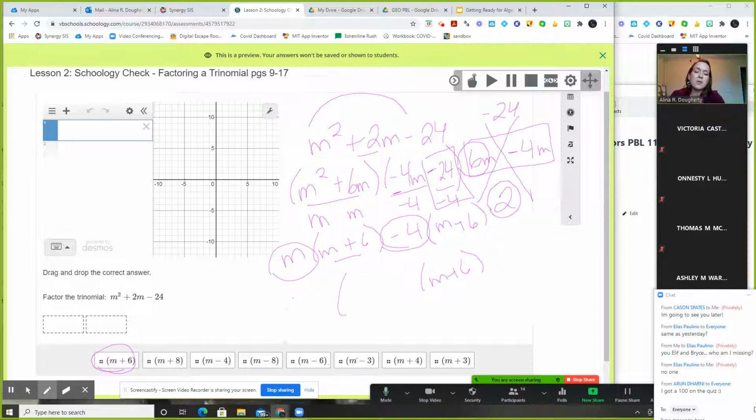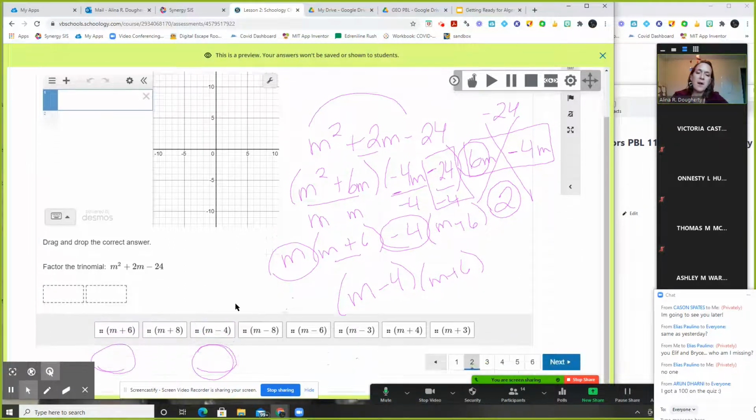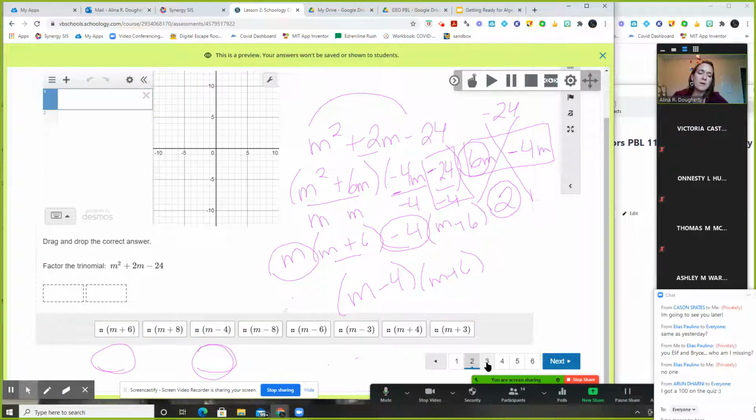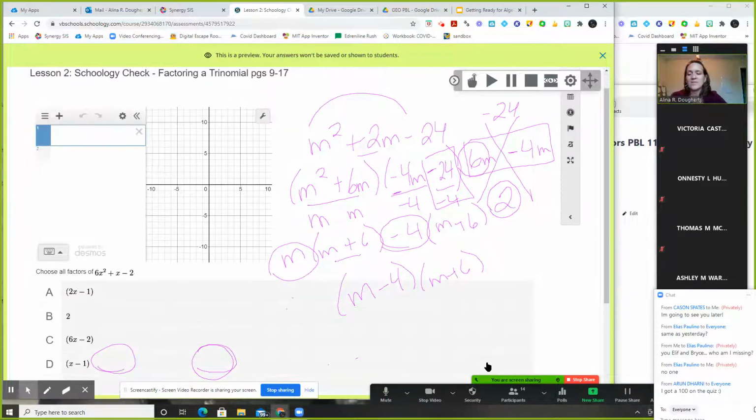And then you combine your greatest common factors, m minus 4 and m minus 4. Okay. When you've got a whole bunch of answer choices here, it's hard to reverse engineer this. You really have to know what you're doing. Questions on that? I'm not hearing a lot of voices. Okay.